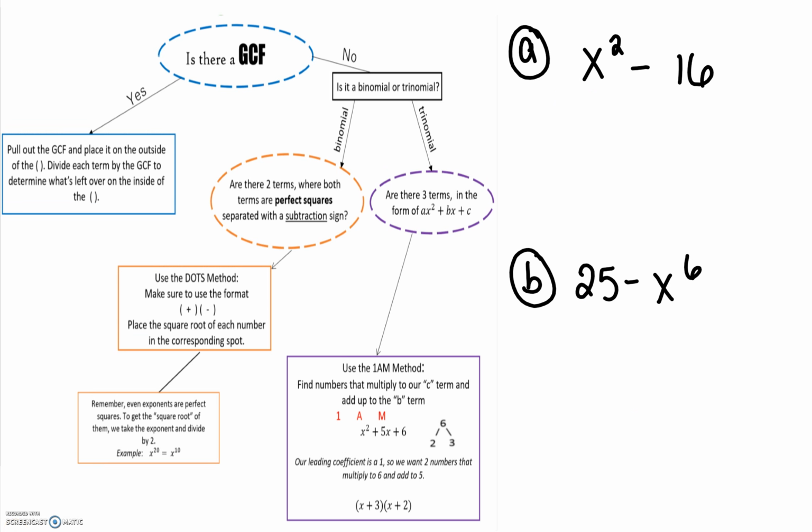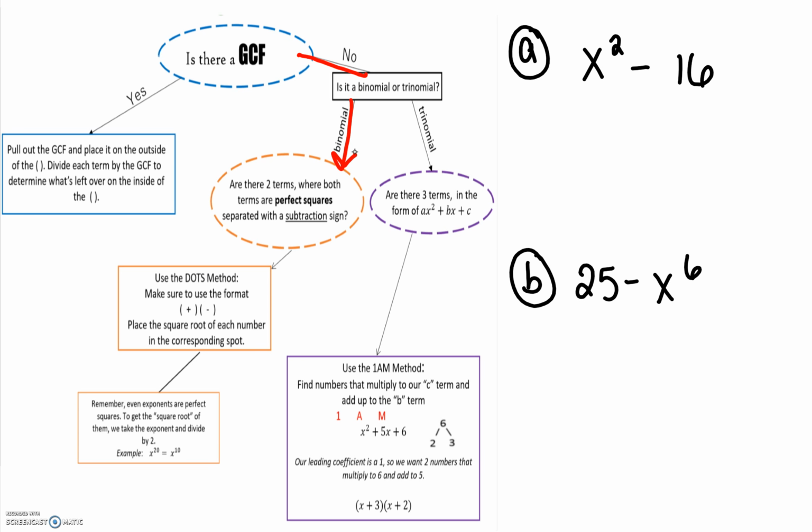Okay, so the second set that we're going to look at. In the first example, it's x squared minus 16. So again, the first thing that we should be thinking is, is there a GCF between x squared and 16? For this problem, there isn't. So we're going to think, is it a binomial or trinomial? We see two terms, so we know it's a binomial.